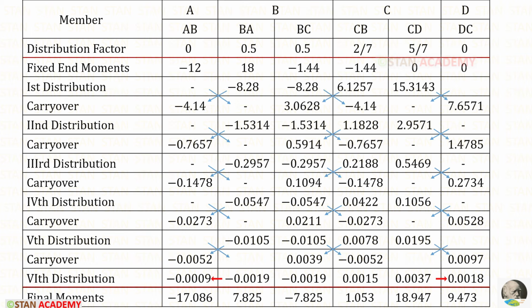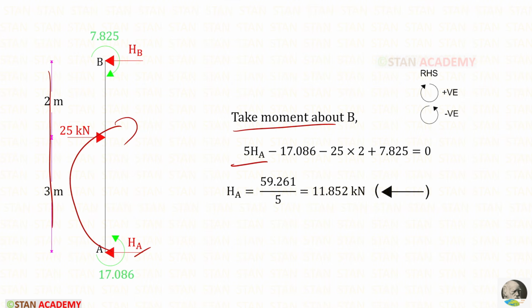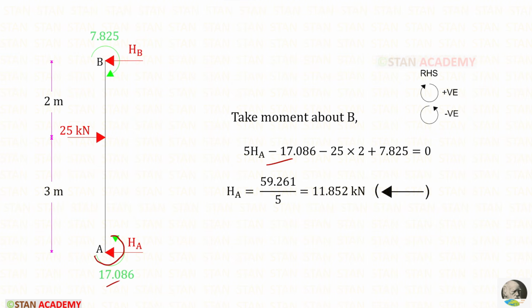Let us take the moments in AB and BA. In AB, it is in anti-clockwise direction because it is negative, and for BA, it is clockwise. Now let us take the column AB. Let us assume that HA is acting towards the left side. If we get a negative value, we can change the sign. Let us take moment about B. HA is acting in the clockwise direction, so positive, and the distance is 5. So 5 HA. This moment is acting in the anti-clockwise direction, so negative, and this is acting in the clockwise direction, so positive.